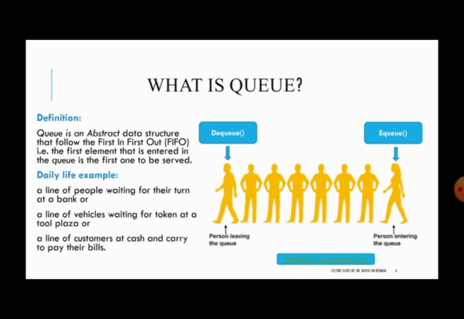Daily life examples of queue are a line of people waiting for their turn at a bank, or a line of vehicles waiting for their turn at a toll plaza, or a line of customers at cash and carry to pay their bills.